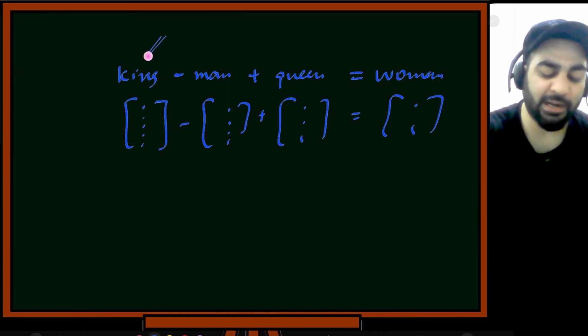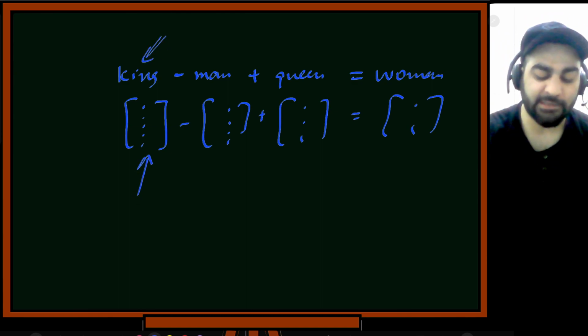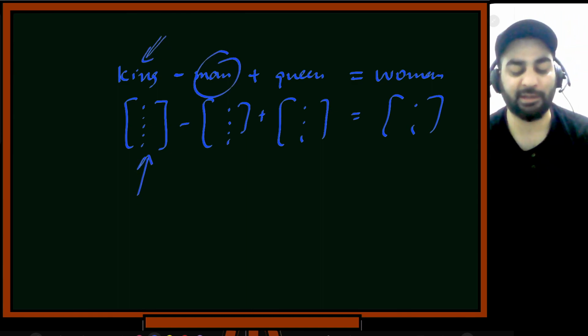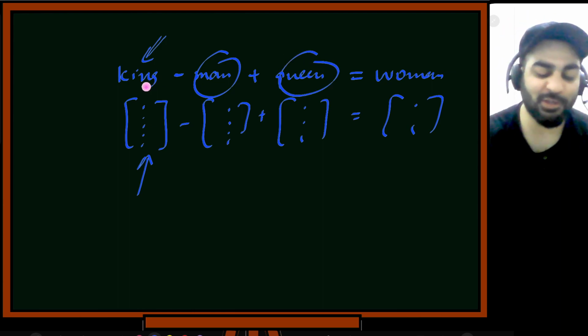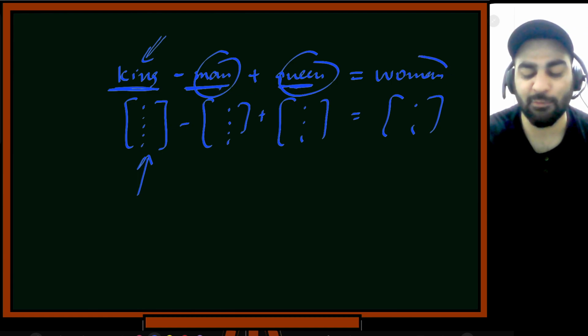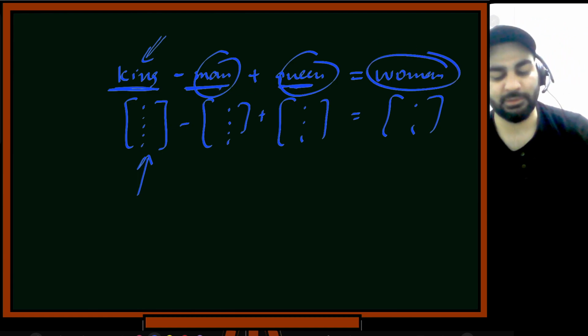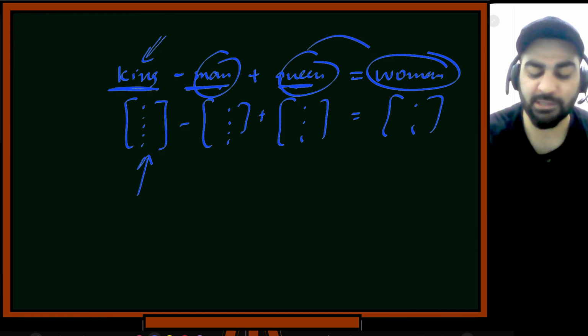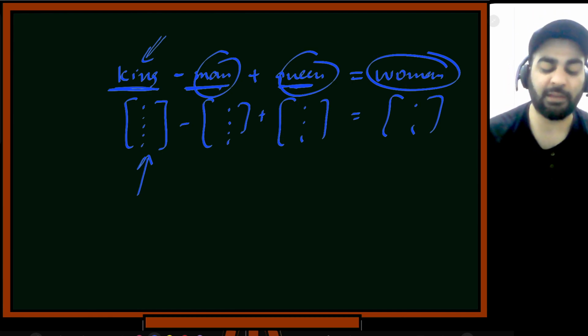So you had an embedding of the king, this is a vector. Then you had an embedding of the vector man. Then you had a queen. So what you did is, you just said king minus man plus queen, and it gave you woman. Or maybe the other way around also, if you just switch these words. The embeddings were so close.